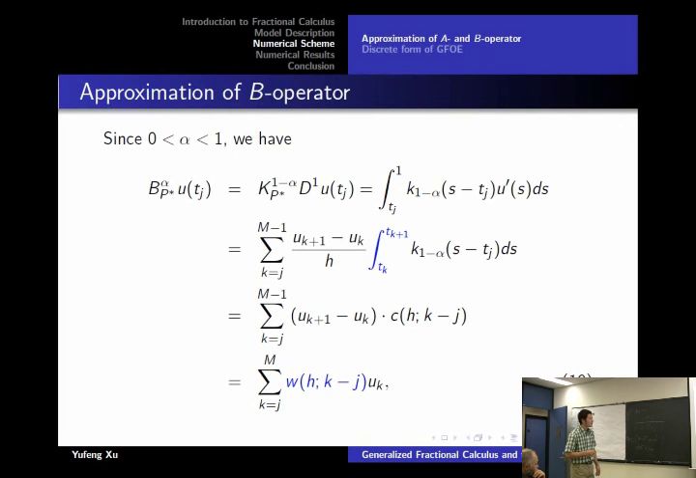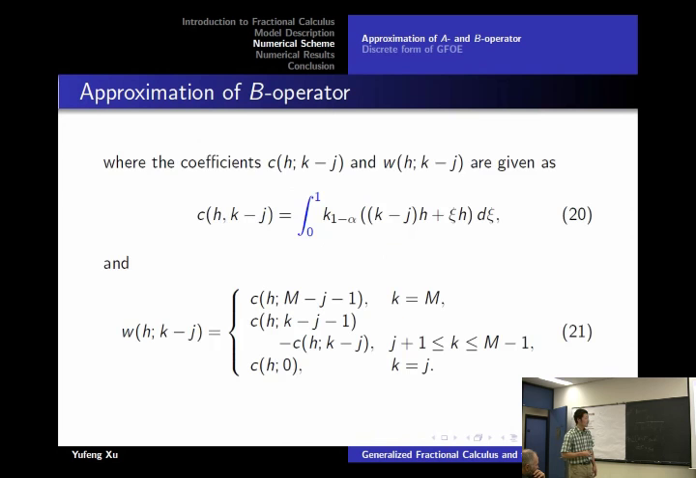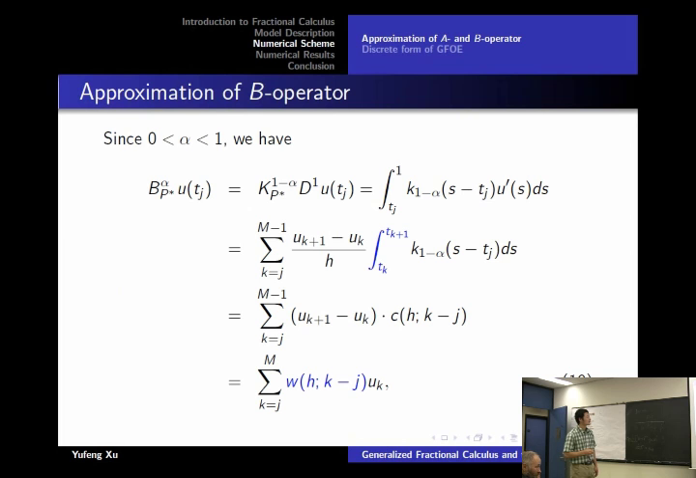And since u_{k+1} minus u_k appears every time, from j to n minus 1, if k equals n minus 1, here we have u_n and here we have u_{n+1}. So I simplify the whole thing and write it down with another constant w times u_k, with k from j to n, because we have n over here. And the c and w are given as follows. The c, we already know that c equals this integration times 1 by h.